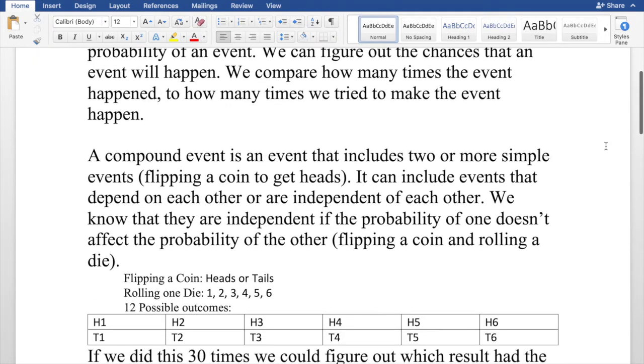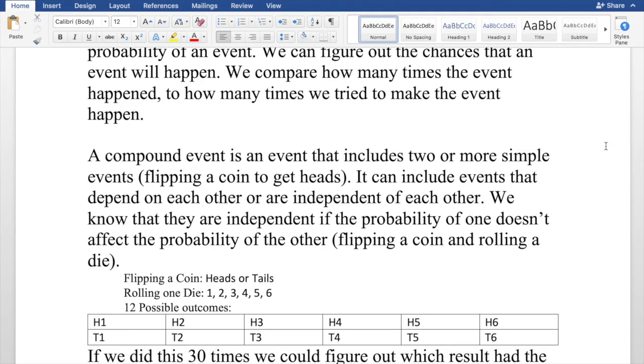A compound event is an event that includes two or more simple events, like flipping a coin to get heads. It can include events that depend on each other or are independent of each other. We know that they are independent if the probability of one doesn't affect the probability of the other, like flipping a coin and rolling a die.